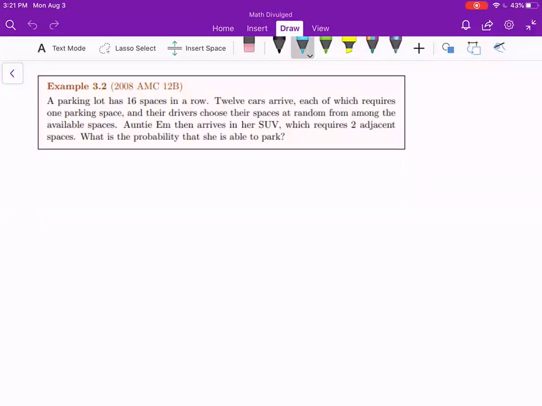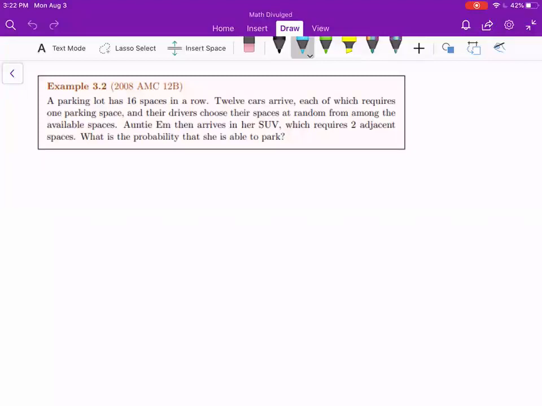So I'll ask, can we use recursion for this? I don't think so. Well, I'll give you a second to think about it. Okay.